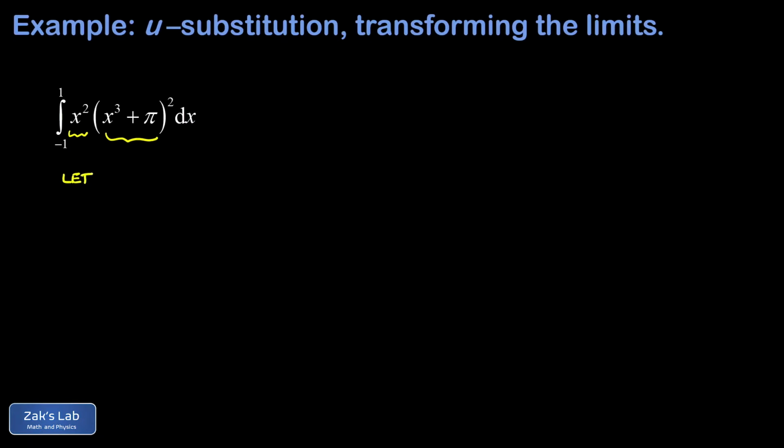So I can say let u equal the interior function x cubed plus pi. And this means du is going to be 3x squared dx. One way to handle the transformation of this integral is that I can just put the 3 inside the integrand. So I have my 3x squared now, and 3x squared dx is just du. And then I compensate out in front with a 1/3.